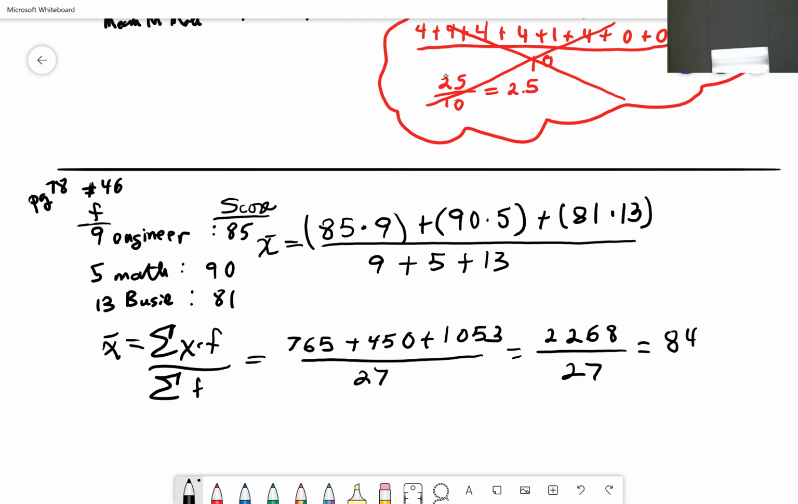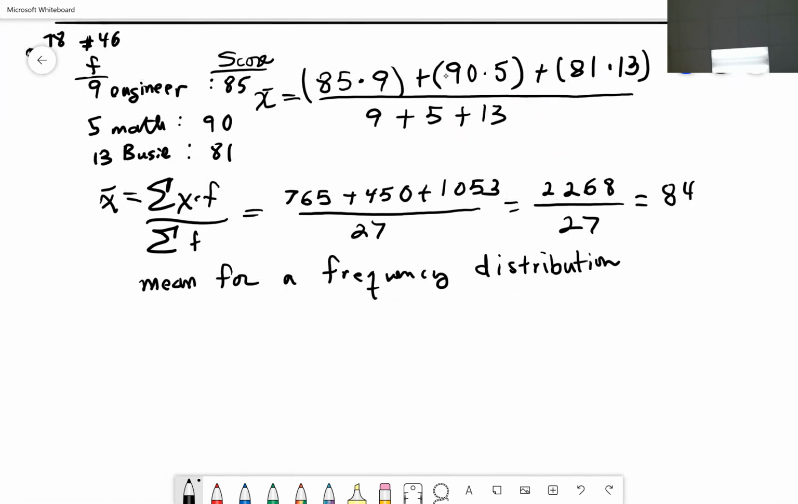So you could say that this is a mean for a frequency distribution. That's what you could say that is. So that formula looks like that. It looks exactly like the weighted mean one. They're the same thing when you think about it.